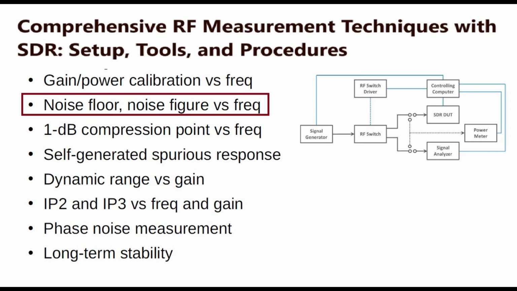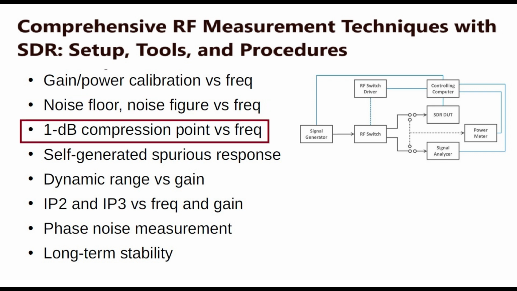Second one, noise floor and noise figure versus frequency. Goal, determine the lowest signal level the DUT can detect, noise floor, and calculate its noise figure. Procedure, with no input signal, measure the output power of the DUT, which represents the noise floor. Use the signal analyzer's noise figure measurement feature or calculate noise figure using known parameters, e.g., gain, bandwidth. Perform the measurement at various frequencies to plot noise figure versus frequency.